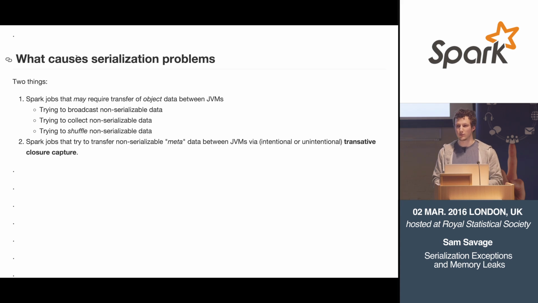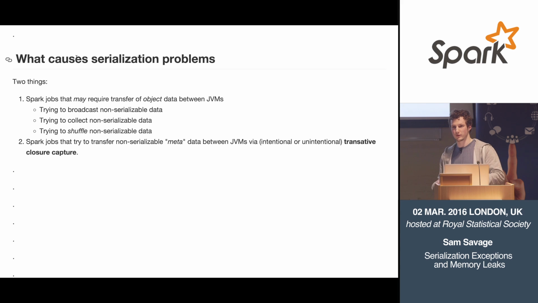They're easy. They're the easy ones. The hard ones are when you're accidentally, unintentionally or intentionally trying to serialize non-serializable metadata via transitive closure capture. Do people have a rough idea what transitive closure capture is? Just nod your heads. Okay. It's basically scope. It's to do with a problem of scope.